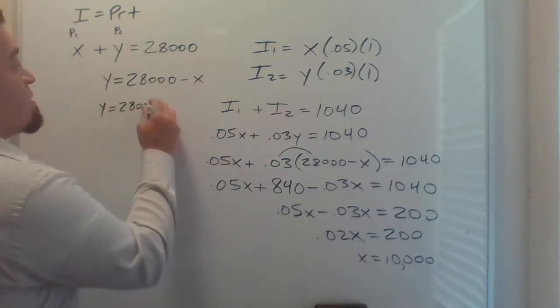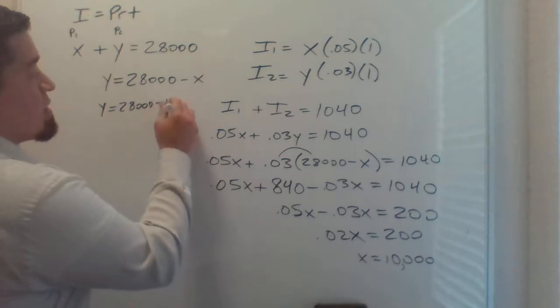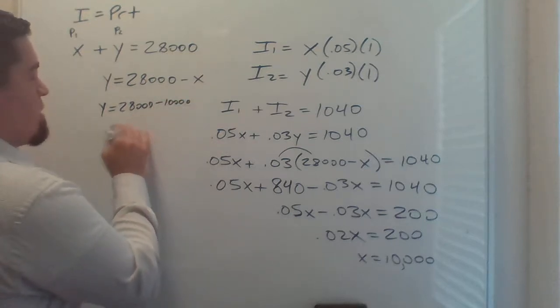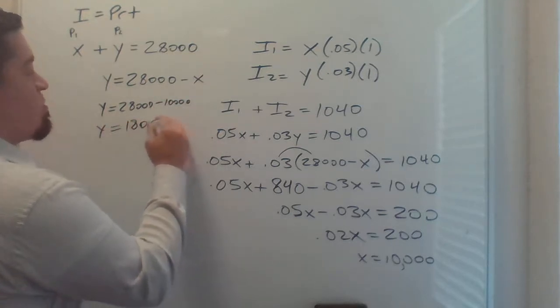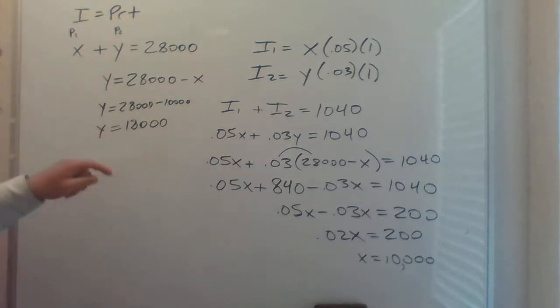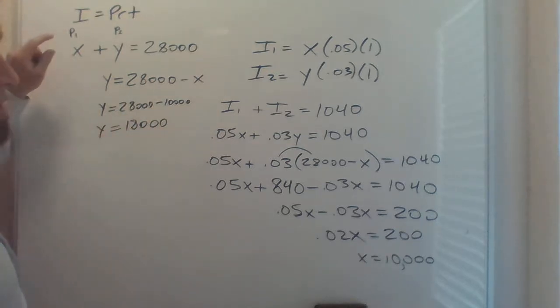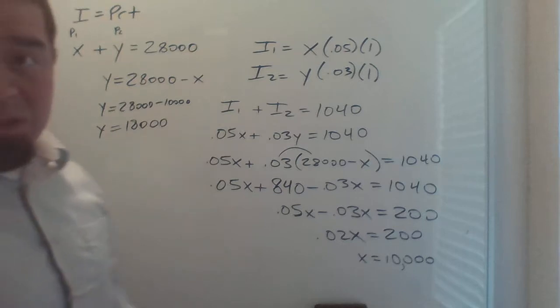It's 28,000 minus 10,000, which is obviously 18,000. So investment Y was 18,000. Investment X was 10,000. So that answers that question.